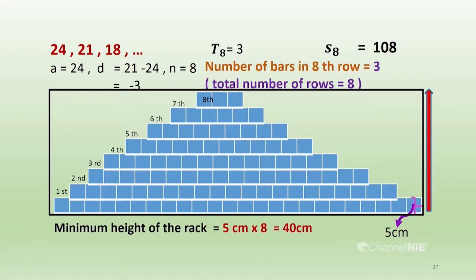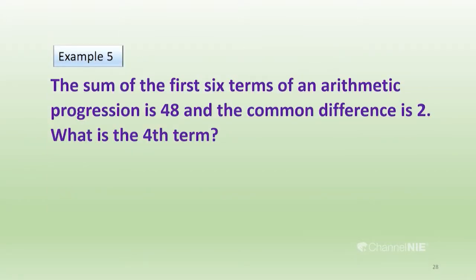Okay. Then we can move to another example. The sum of the first 6 terms of an arithmetic progression is 48 and the common difference is 2. What is the fourth term? Okay. Then here we have to talk about this. The sum of the first 6 terms of an arithmetic progression is 48 and the common difference is 2. What is the fourth term?